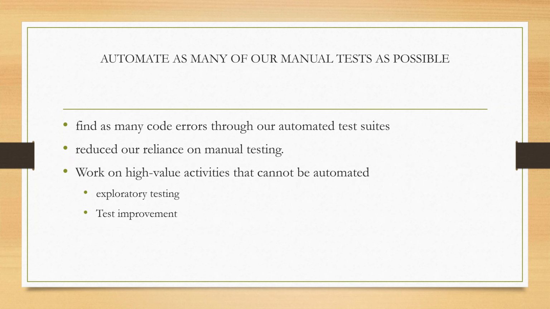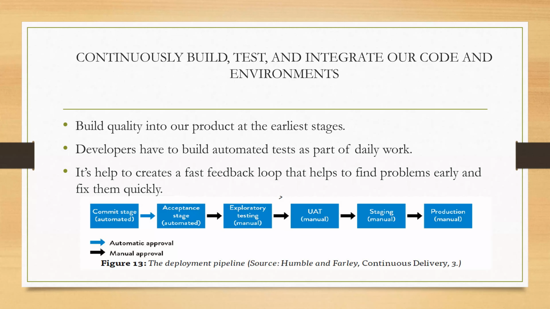To start this off, the first thing that the chapter talks about, as should be the first thing that you want to build, is you want to automate as many of the manual tests as possible. You want to find as many code errors through these automated testing suites, and you want to reduce the reliance on manual testing. This will allow you to move so much faster as you can have your developers test at any time, 24/7, and those automated tests always run faster than the manual ones. Then you'll work on high-value activities that you can't automate, like exploratory testing and testing improvements. So we want to continuously build, test, and integrate our code and environments.